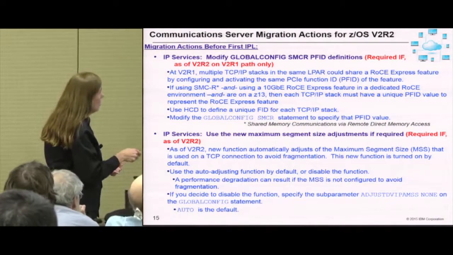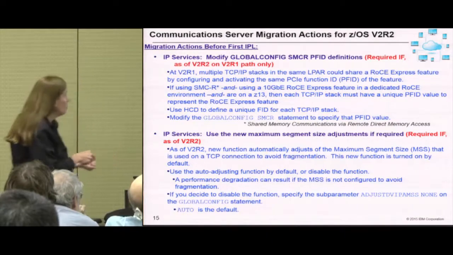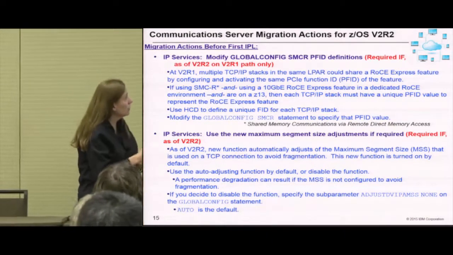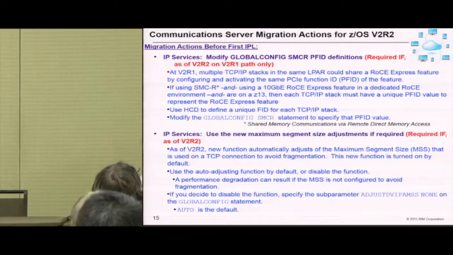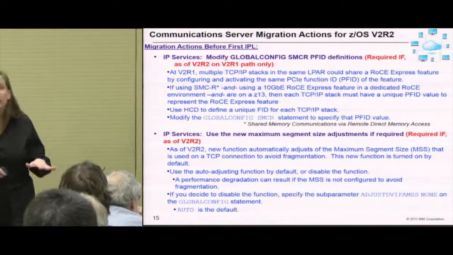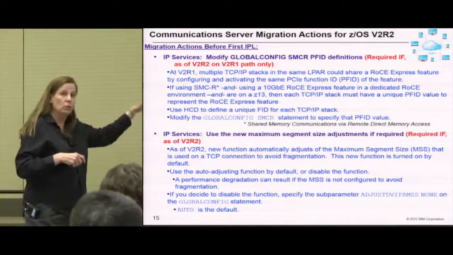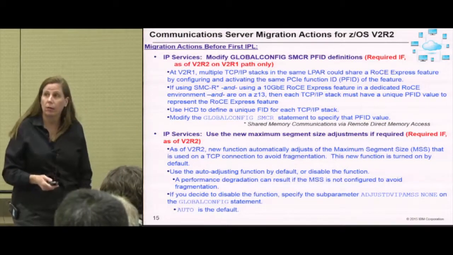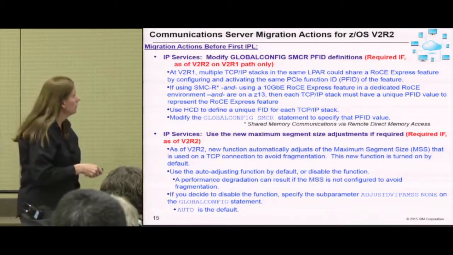This is only applicable if you're coming from 2.1 to 2.2, you're using shared memory communications via remote direct memory access, you've got the 10 gigabit Ethernet RoCE Express feature in a dedicated RoCE environment, and you're running on a z13. I don't think a lot of people will hit this one, but if you do want to start using this feature, that's also why I wanted to highlight it: this is a new requirement for how it needs to be configured.